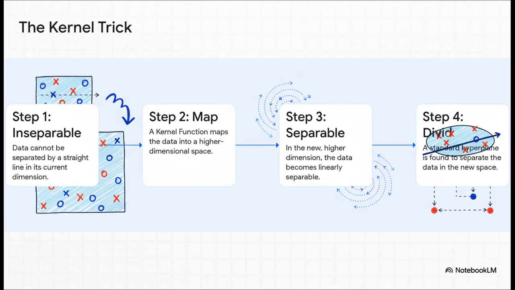Here's the best analogy. Imagine you have red dots and blue dots mixed up on a flat piece of paper, and you can't draw a line to separate them. The kernel trick is like grabbing the red dots and pulling them up off the paper, into the third dimension. All of a sudden, they're floating above the blue dots. Now, separating them is easy, right? You just slide a new sheet of paper, or hyperplane, right in between. The impossible problem just became ridiculously simple.